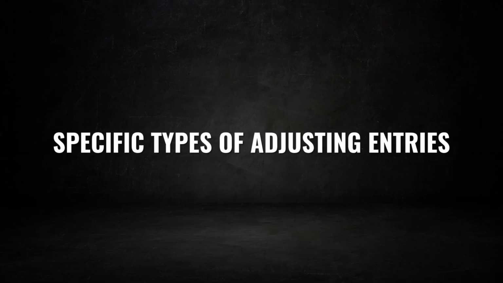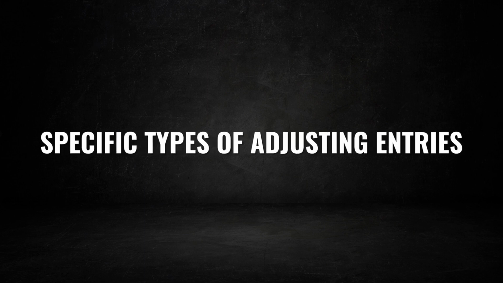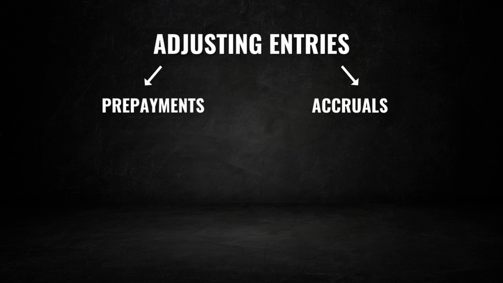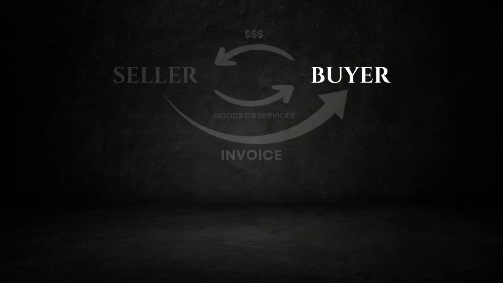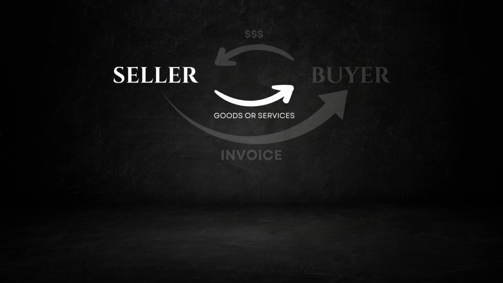Now let's talk about the specific types of adjusting entries. For prepayments, there are two categories: prepaid expenses and deferred revenue, also known as unearned revenue. If you're on the buying side of the transaction, you deal with prepaid expenses because you're the one receiving or consuming the goods or services. On the other hand, if you're on the selling side, you encounter deferred revenue because you've received payment in advance for goods or services you will provide in the future.